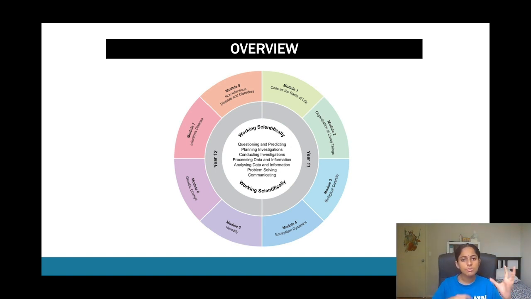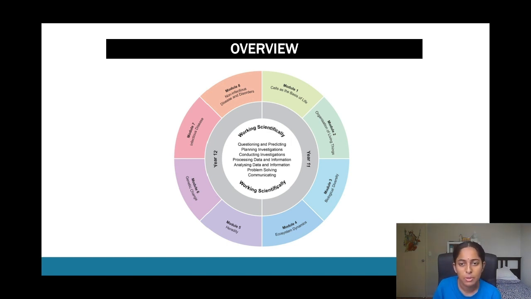So that's pretty much what the working scientifically module looks like. Now I'll just do a quick run through of what each of the different modules includes. Starting off with Year 11, we have modules 1 to 4. Module 1 is also the main module that we're going to be focusing on today.